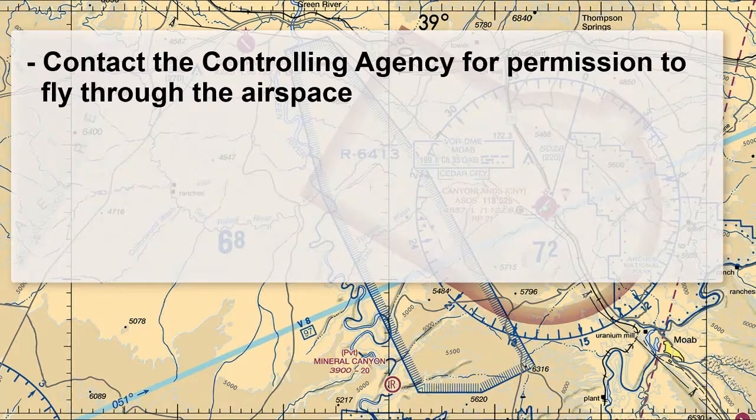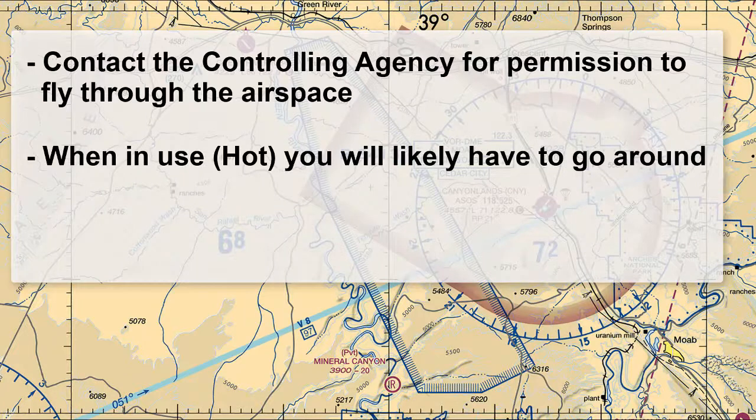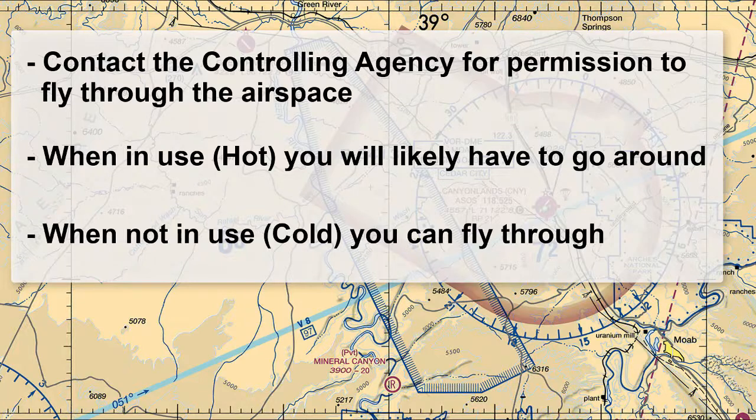Therefore, you can contact the controlling agency to see if you can get permission to fly through restricted airspace. When it's in use, often termed hot, you will usually be denied access and told to go around. Legally, you can fly through the airspace when it's not in use, often termed cold, but it is recommended you speak with the controlling agency anyway to make sure.